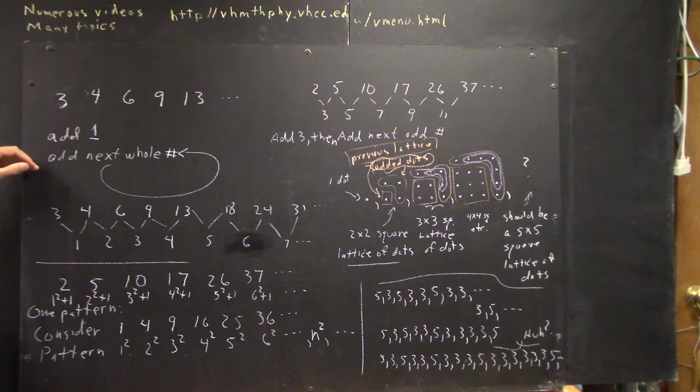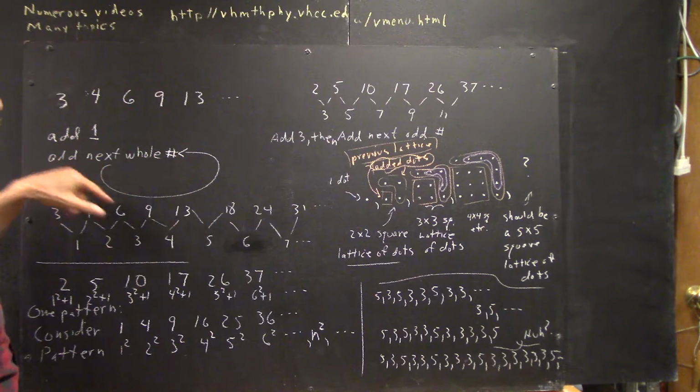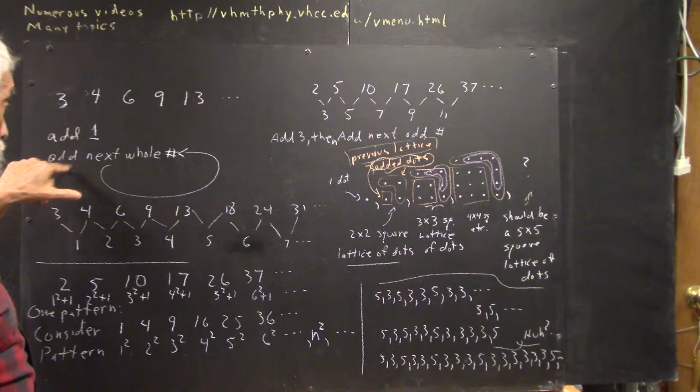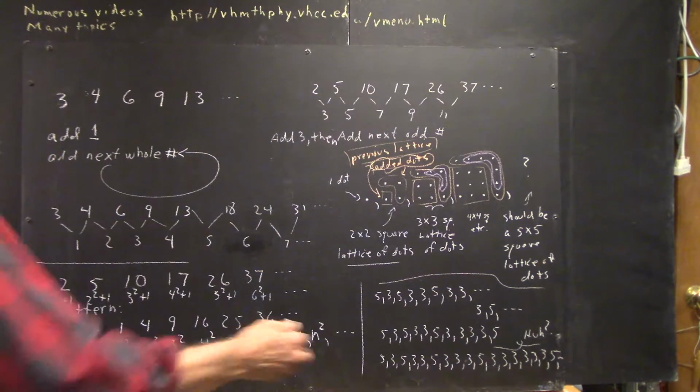I wrote down an approximate algorithm of this. It says you start with your first number, and you first add 1. Then you add the next whole number, which would be 2. So we add 1, then we add the next whole number, 2, to get the 6. And then we loop this. We add the next whole number, that would be 3. We add that to get 9. We come back, add the next whole number, 4, and so forth. All right?